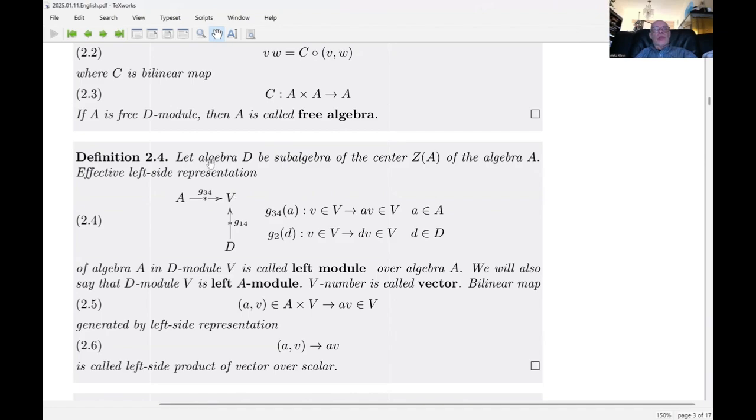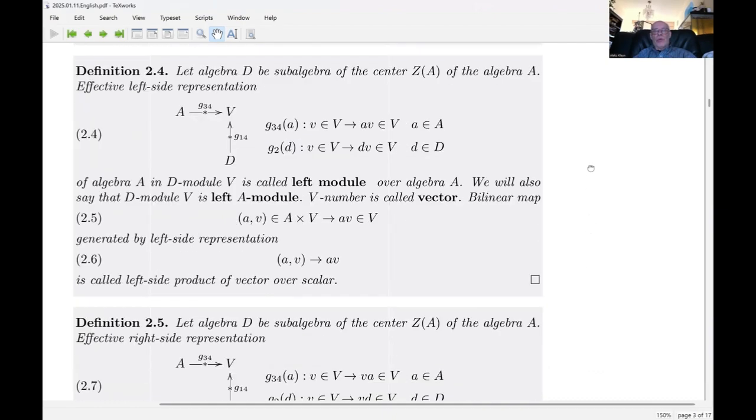Next definition. Let algebra D be subalgebra of the center of algebra A. Effective left-side representation 2.4 of algebra A in the model V is called left model of algebra A. We will also say that the model V is left A model. The number is called vector. Bilinear map 2.5 defined by left-side representation 2.6 is called left-side product of vector over scalar. Similar way, we define right model of algebra A.